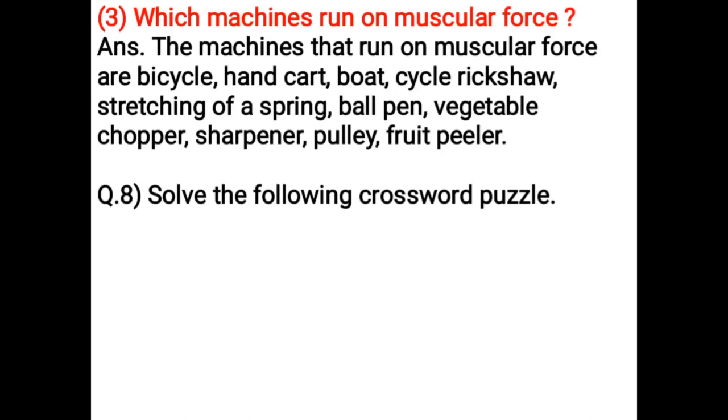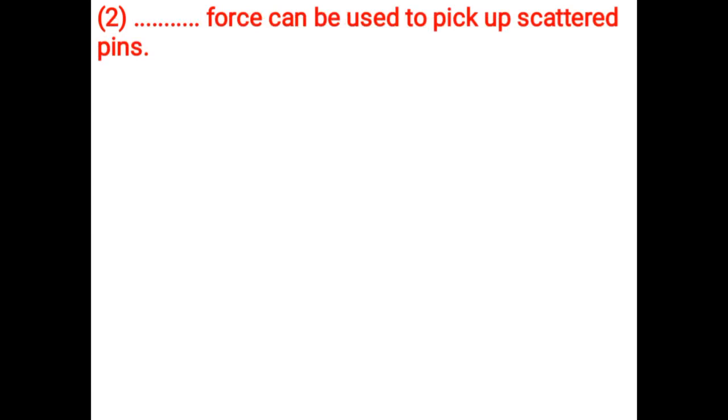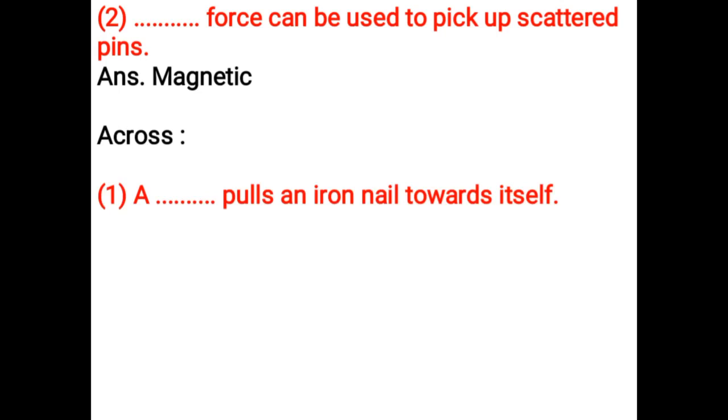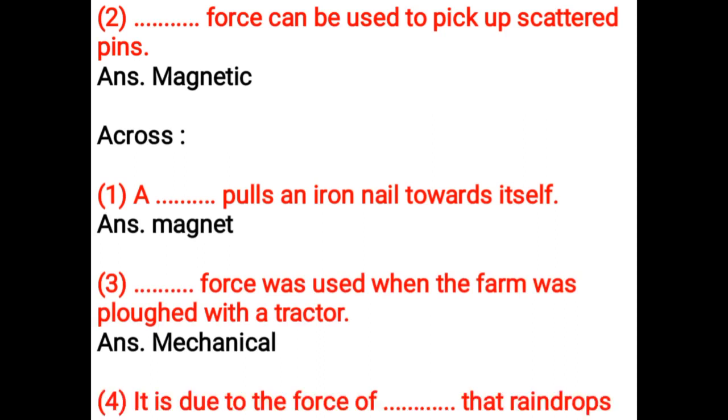Solve the following crossword puzzle. On the downside, dash force is to be applied to push a scooter that has failed. Muscular. Dash force can be used to pick up scattered pins. Magnetic. On the across side, a dash pulls an iron nail towards itself. Magnet. Dash force was used when the farm was ploughed with a tractor. Mechanical. It is due to the force of dash that raindrops fall to the ground. Gravity.